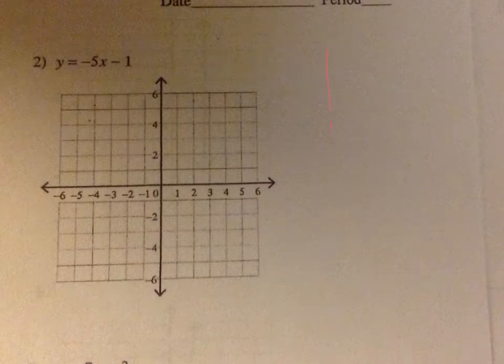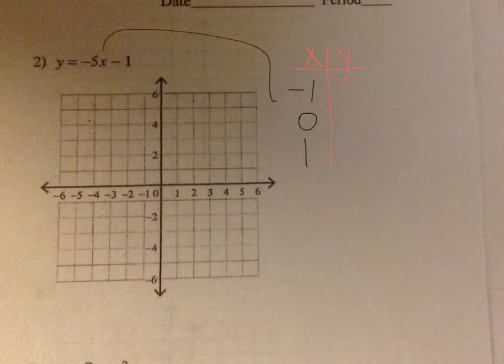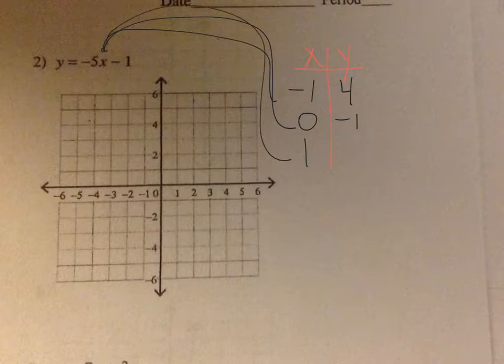For number 2, if we make a t-table using the x and the y, then we have -1, 0, and 1. -5 times -1 is +5. 5 minus 1 is 4. 0 times -5 is 0. 0 take away 1 is -1. And -5 times 1 is -5. -5 take away 1 is -6.